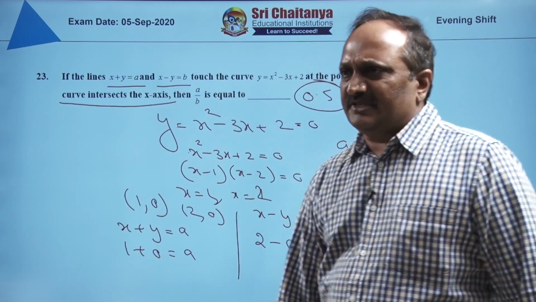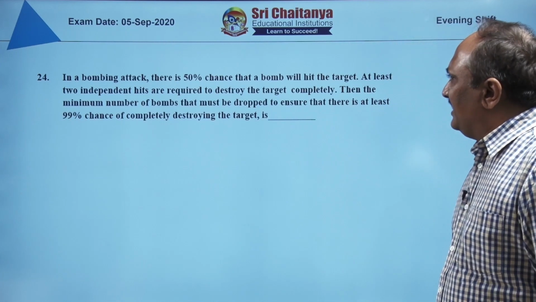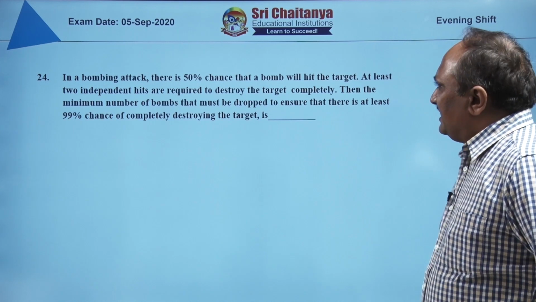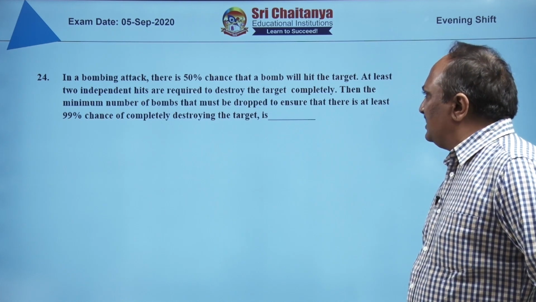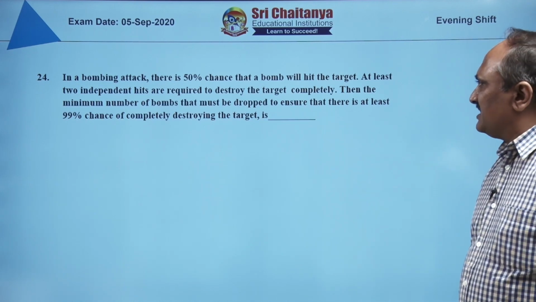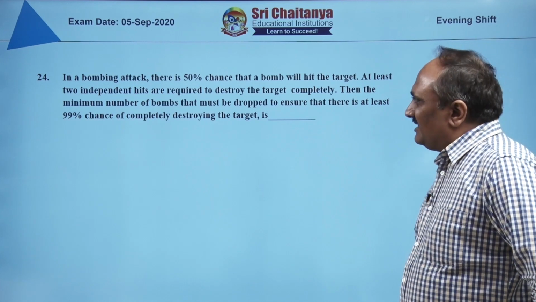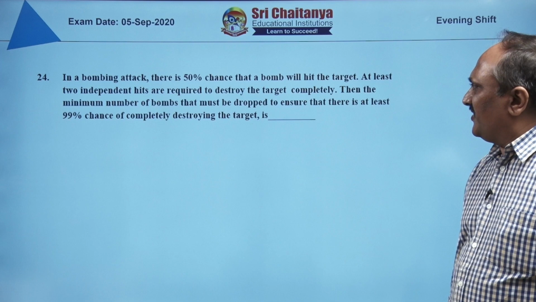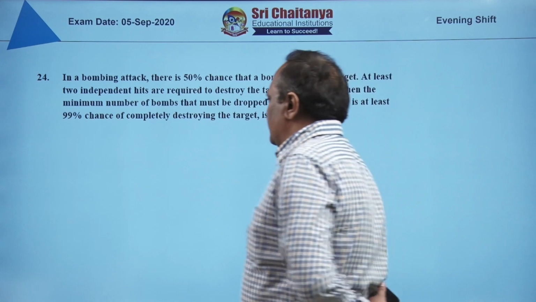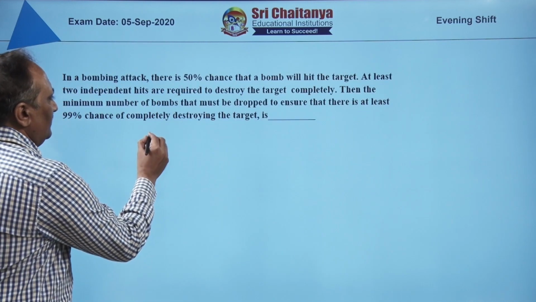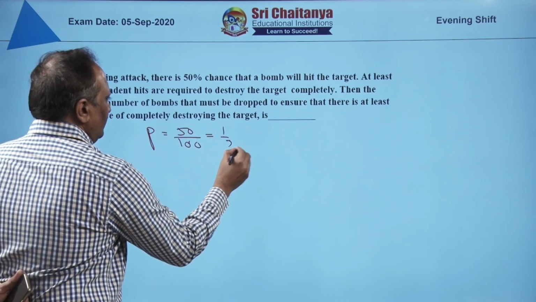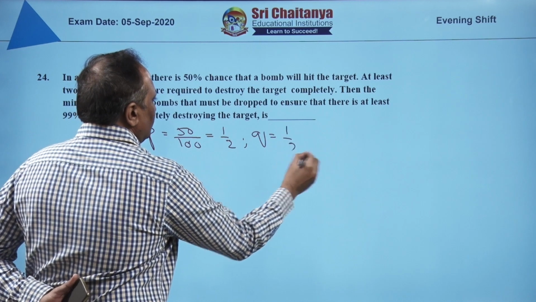Coming to the 24th question: in a bombing attack, there is a 50% chance that a bomb will hit the target. At least 2 independent hits are required to destroy the target completely. The minimum number of bombs that must be dropped to ensure that there is at least 99% chance of completely destroying the target. And this is a very good example in distributions. Here you can observe, the chance of a hit is 50 by 100, that is nothing but 1 by 2, P is 1 by 2, Q is also 1 by 2.